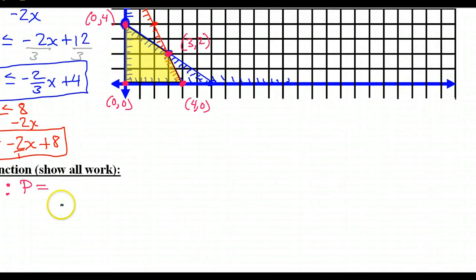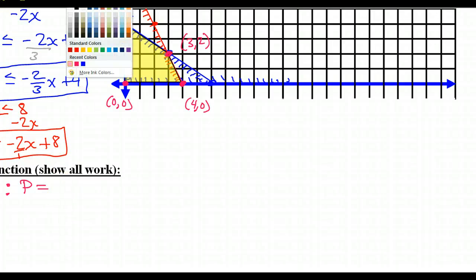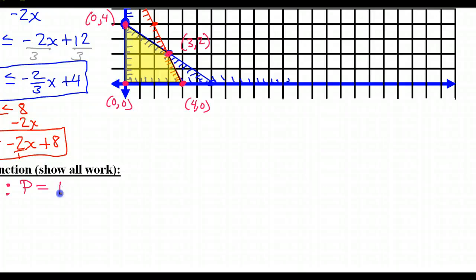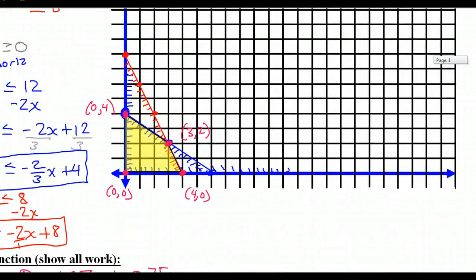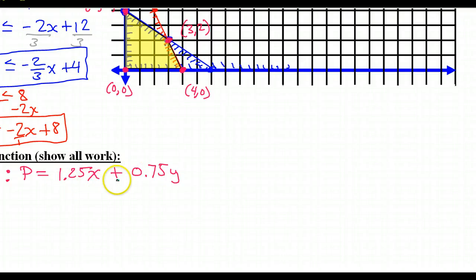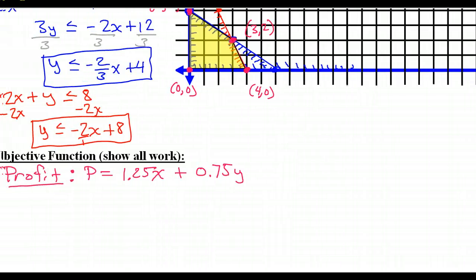So here we go. Like we said we would, we will do $1.25 per loaf of banana bread, plus 75 cents per loaf of pumpkin bread. Let me just double check that. $1.25 banana, 75 cents pumpkin. Okay, $1.25 X plus 75 cents Y. That's our total profit, adding up those 2 parts.